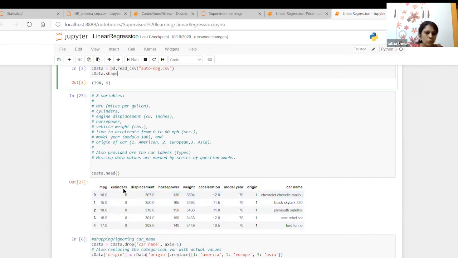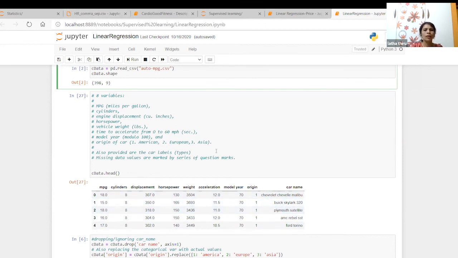And cylinders, it is going to be the integer, I guess. And displacement is float, horsepower, integer, weight, acceleration, model year, origin. So what is that origin? Okay, so from SMEs I came to know that in origin of car they have given American, European, Asia. So they have marked it as 1, 2, or 3. Can I work like this? And then car name is also given here.